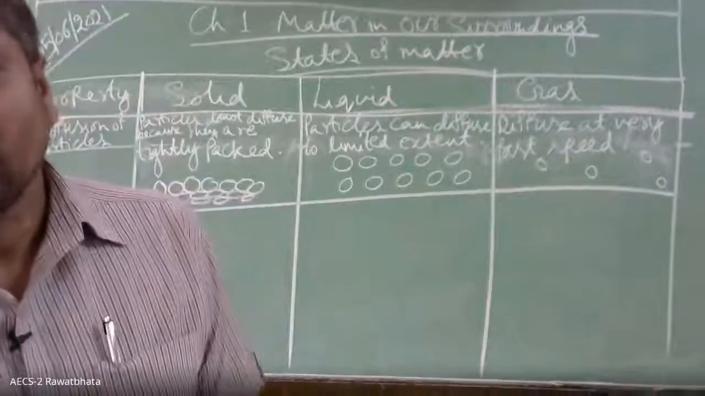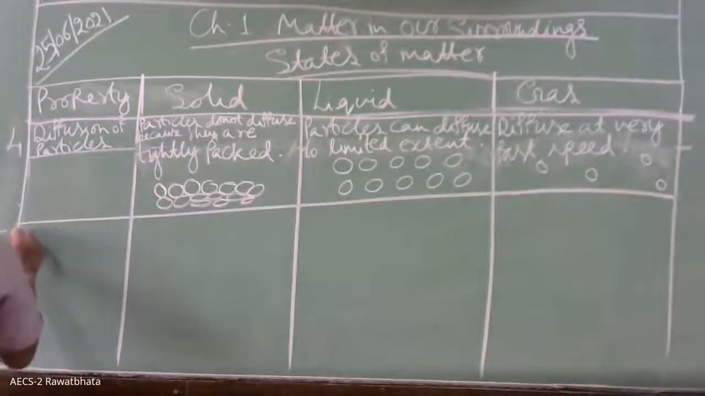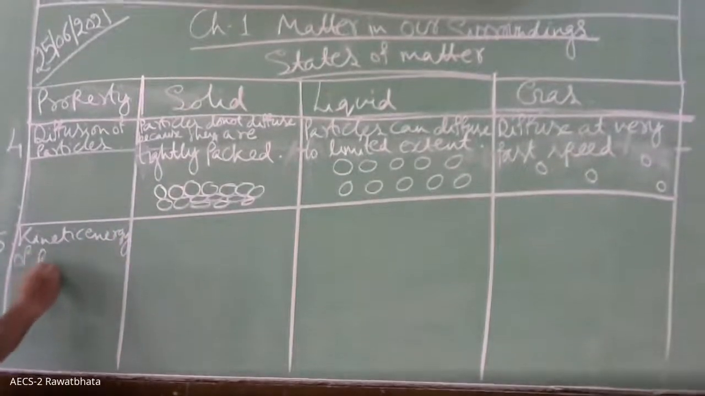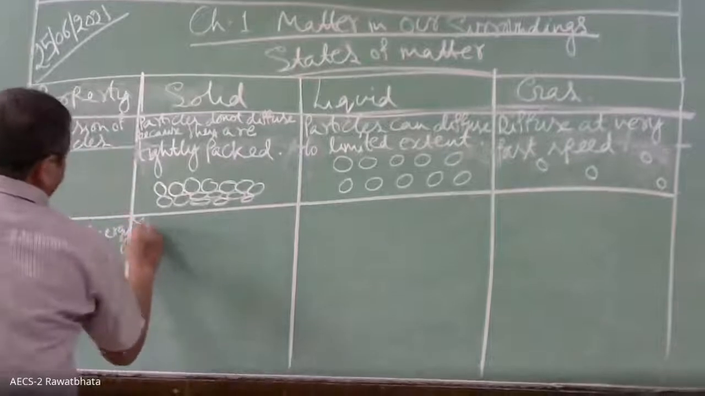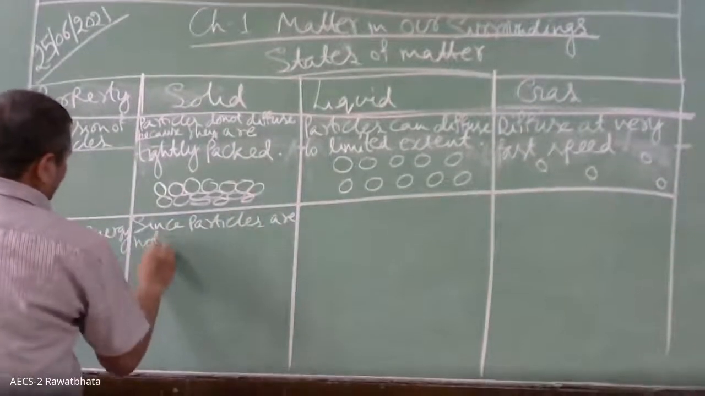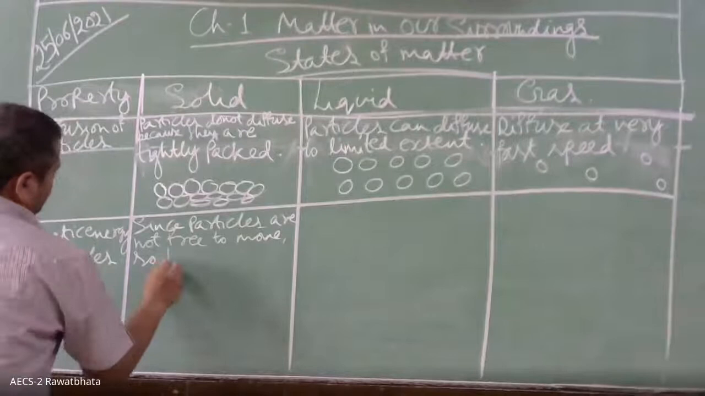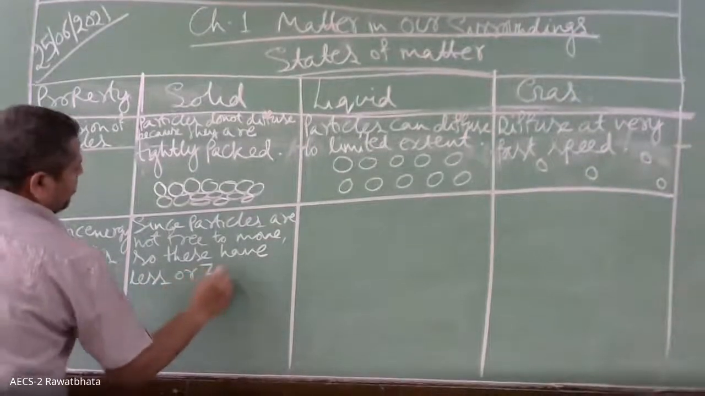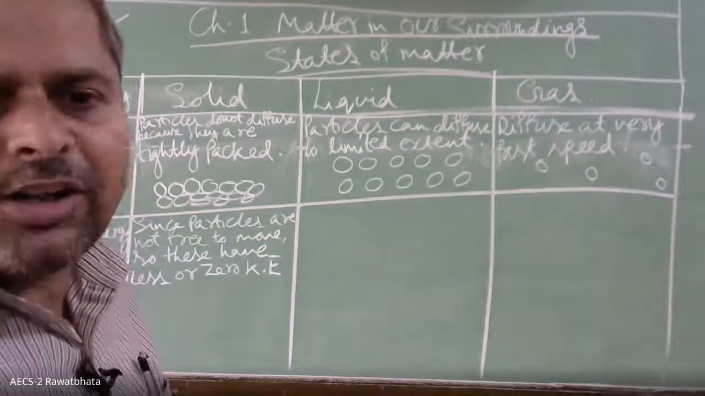ओके चिल्ड्रन, नाउ नेक्स्ट प्रॉपर्टी अभी हम देखते हैं, काइनेटिक एनर्जी ऑफ पार्टिकल्स. Kinetic energy of particles. In solids, since particles are not free to move, these have less or zero kinetic energy. I am writing K.E. for kinetic energy.